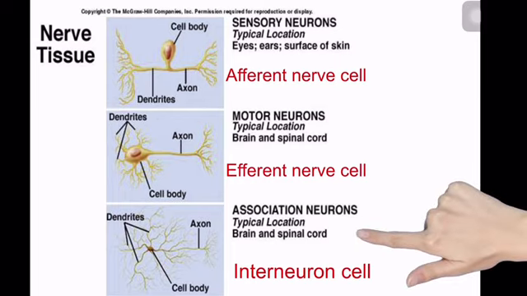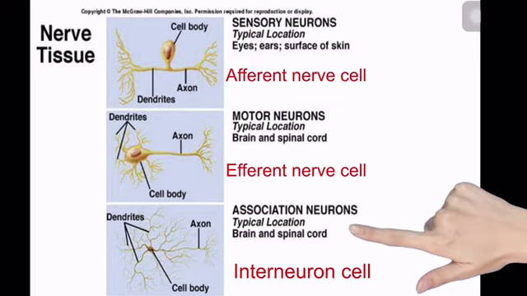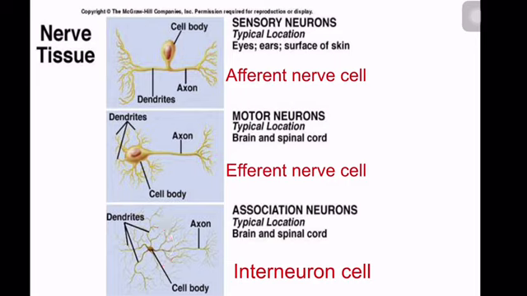And the last one is association neuron. Association neuron is also called interneuron, and it has a smaller cell body that is located near to the dendrites. And it also can be found at the brain and spinal cord.